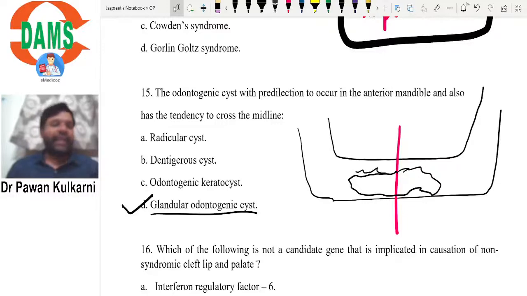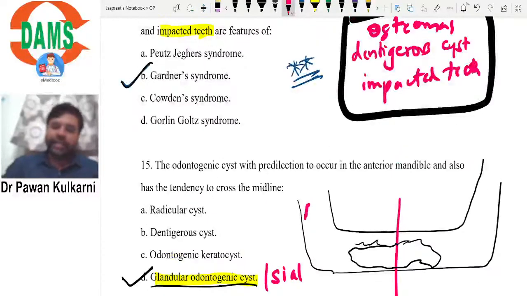Again, a very characteristic single-liner MCQ that we are supposed to know about this glandular odontogenic cyst, which is also known as mucoepidermoid odontogenic cyst or sialo-odontogenic cyst.